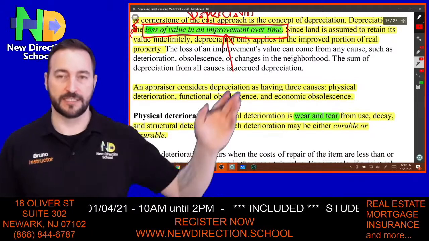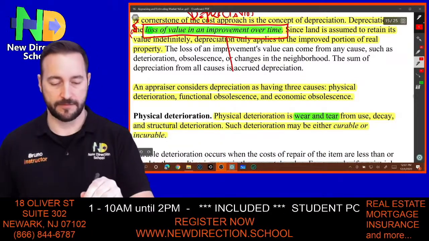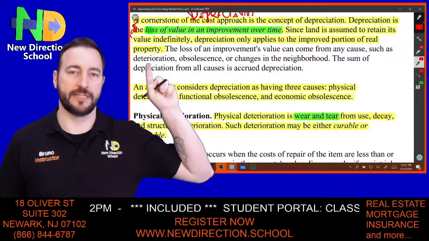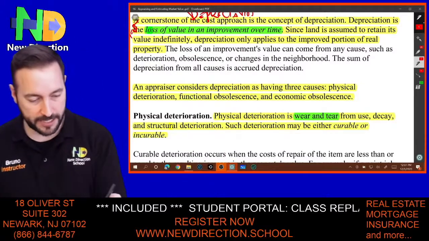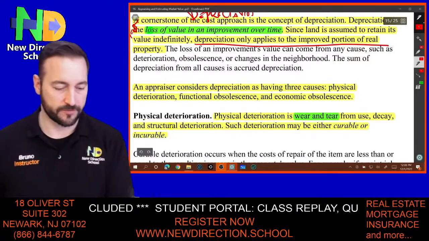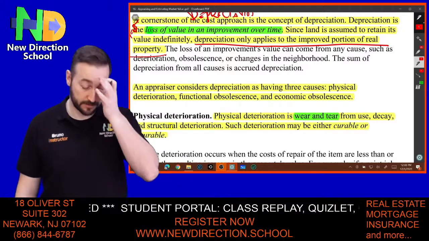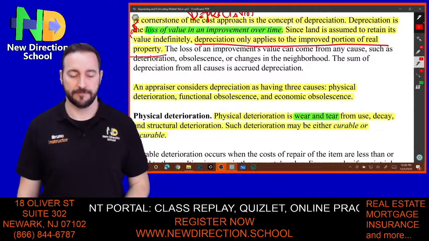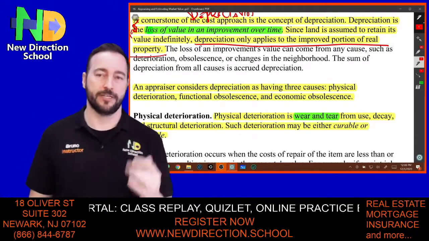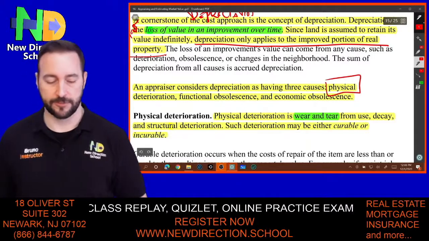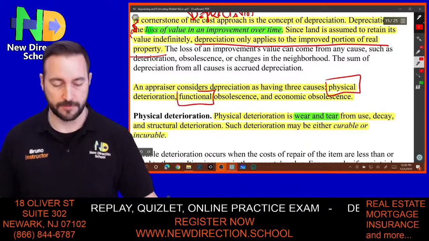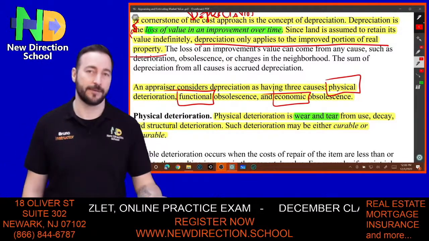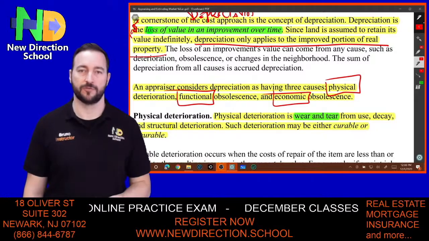Now, since land, right, let me take this out of here. You guys see the text? Since land is assumed to retain its value indefinitely, depreciation only applies to the improved portion of real property. Okay? So depreciation does not apply to land itself because land lasts forever. It applies to anything that's added to the land. Now there's three different types of depreciation. There's the physical depreciation, there's the functional depreciation, and there's economic depreciation because of obsolescence or obstacle, right? Let's call it obstacle so it's easier to remember.